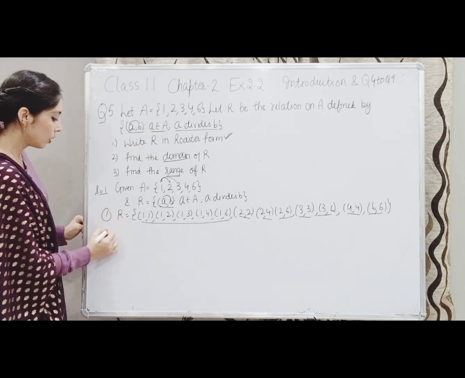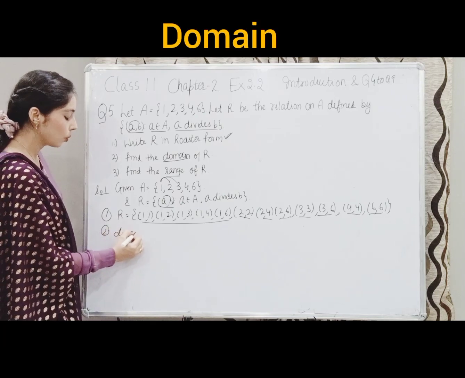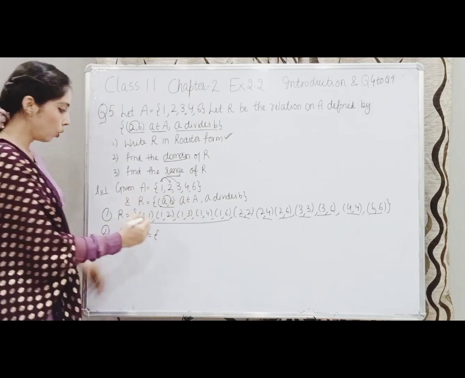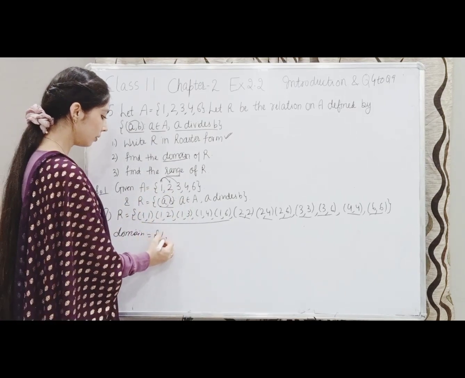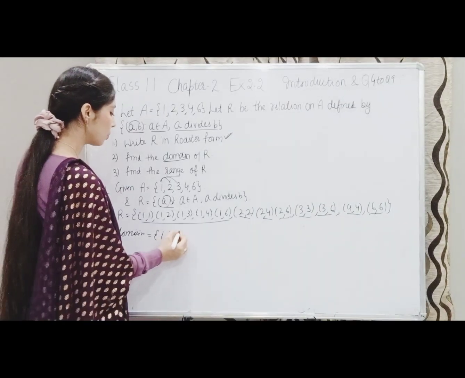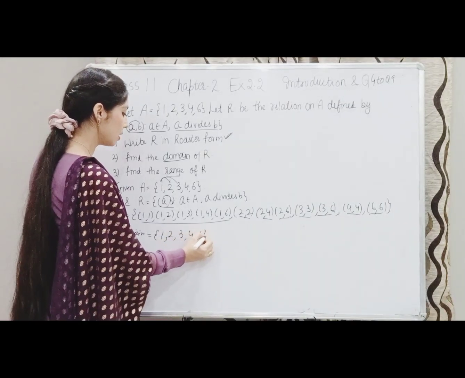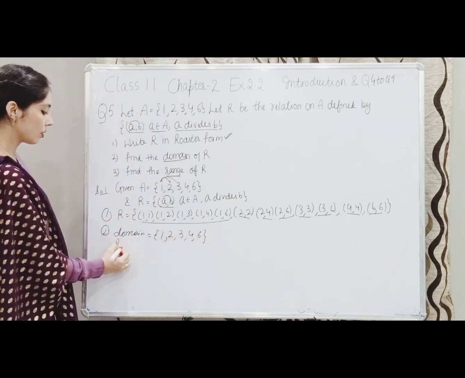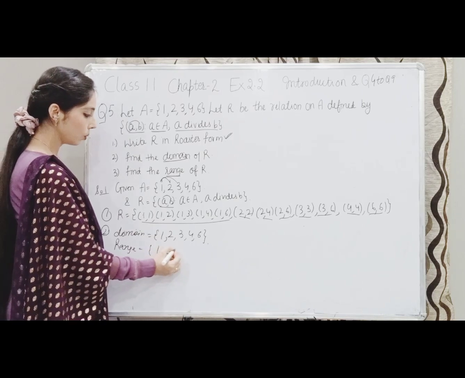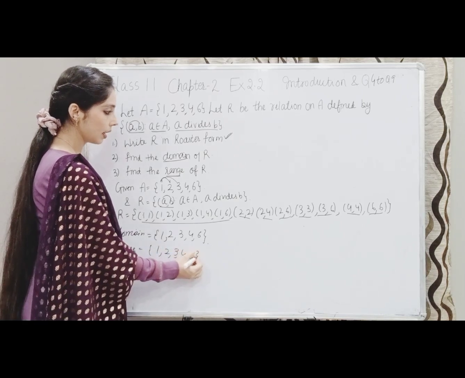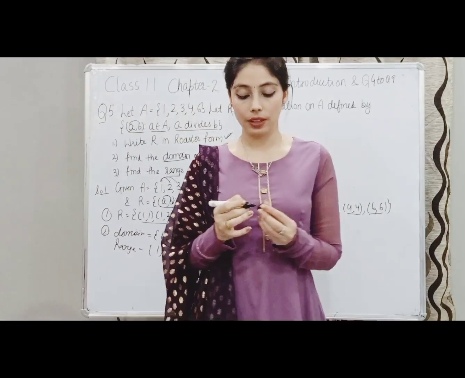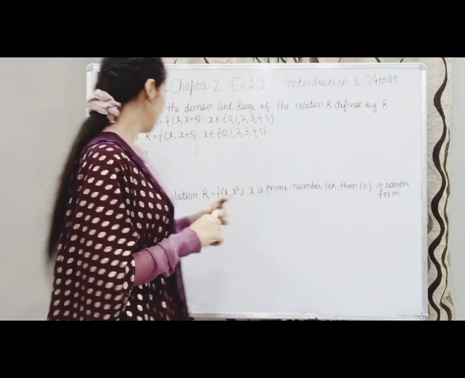Next we have to find the domain. Domain will be the first component of all the ordered pairs. So this will be 1, 2, 3, 4 and 6. What will be the range? Range will be the second component. This will be 1, 2, 3, 4 and 6. Because in a set we will write only a single element. Okay. Now let's discuss question number 6.